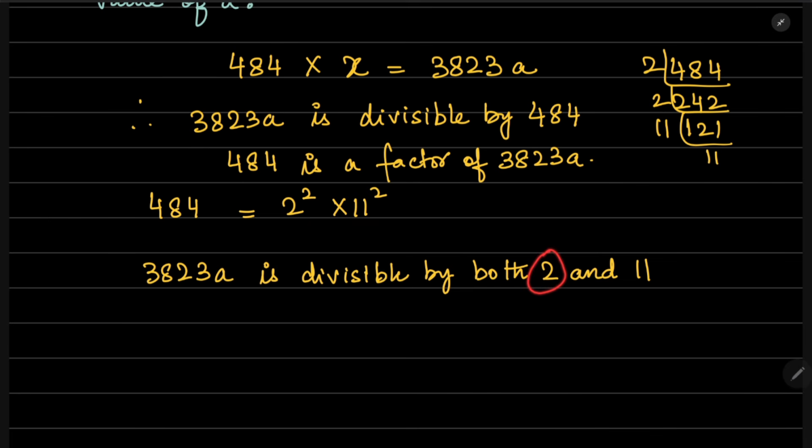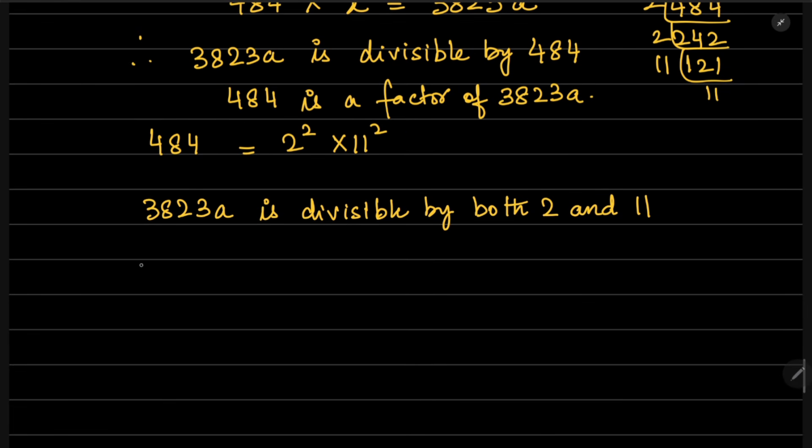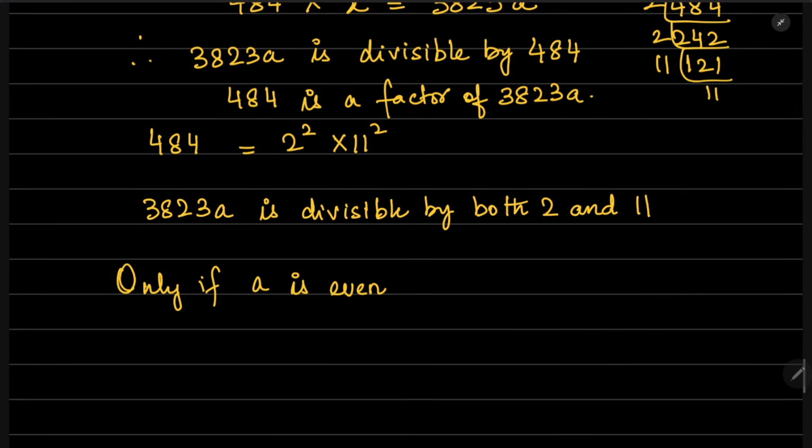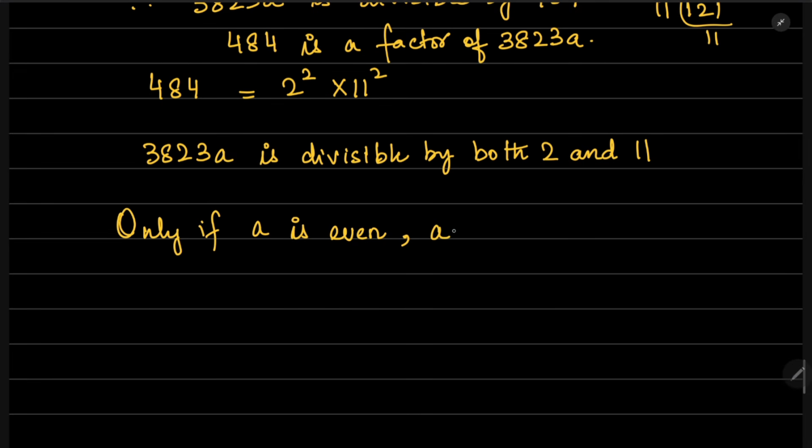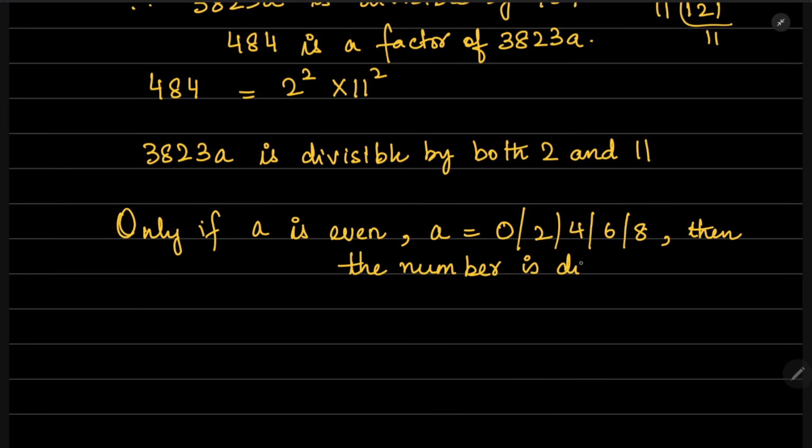Let us first take only 2. Okay, so let's first check for only 2. If a number has to be divisible by 2, then this A has to be an even number. So if A is even, then A could be either 0, 2, 4, 6 or 8. Then the number is divisible by 2.